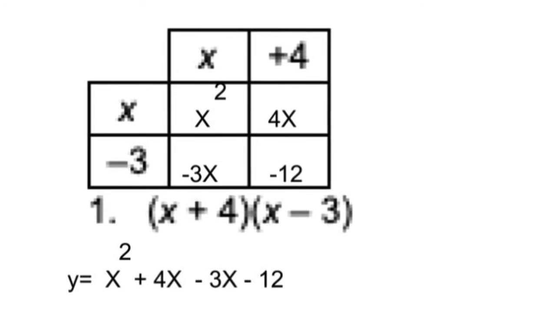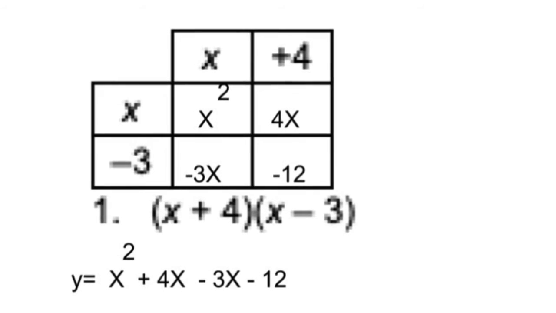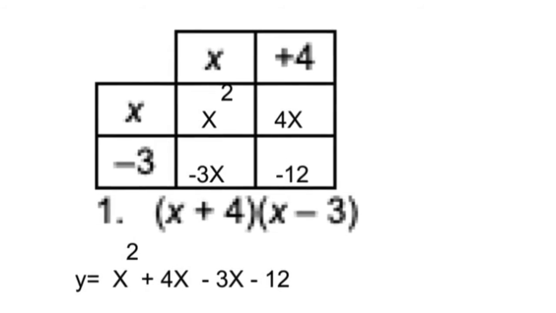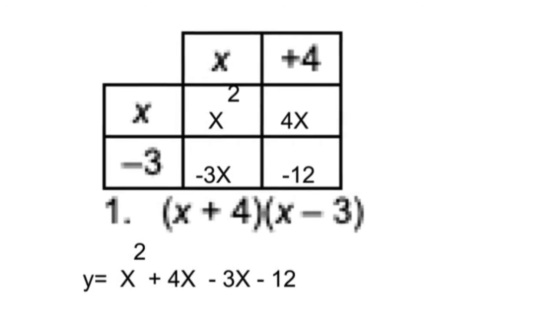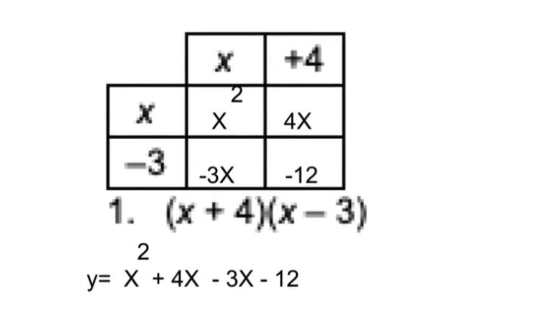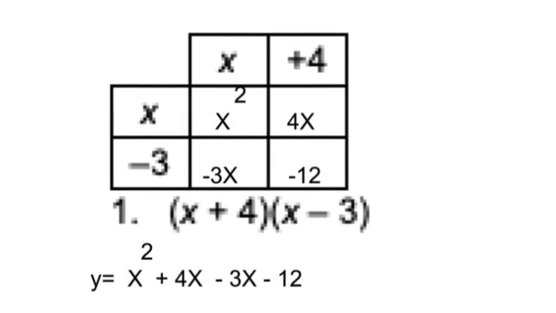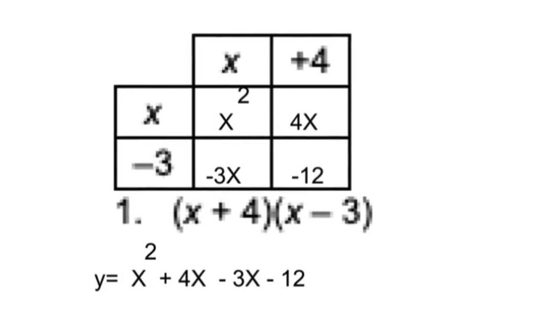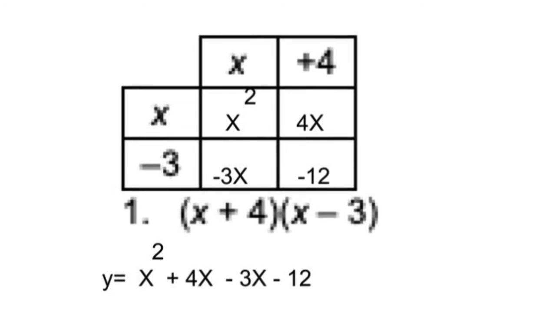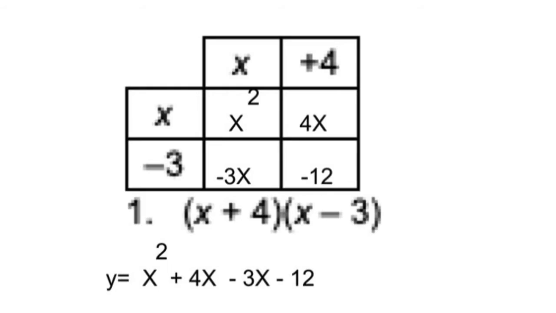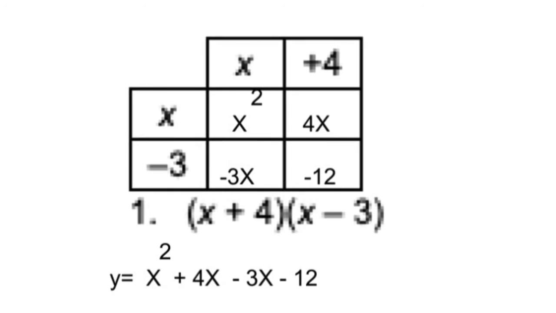Okay, so now you can see at the bottom of the screen that I've written that y is equal to x plus 4 times x minus 3 is the same thing as y is equal to x squared plus 4x minus 3x minus 12. Now, let's just make sure that we have done that correctly using Desmos. If those 2 equations, the one in factored form and the one in standard form, are the same, on Desmos, I should get the same graph.